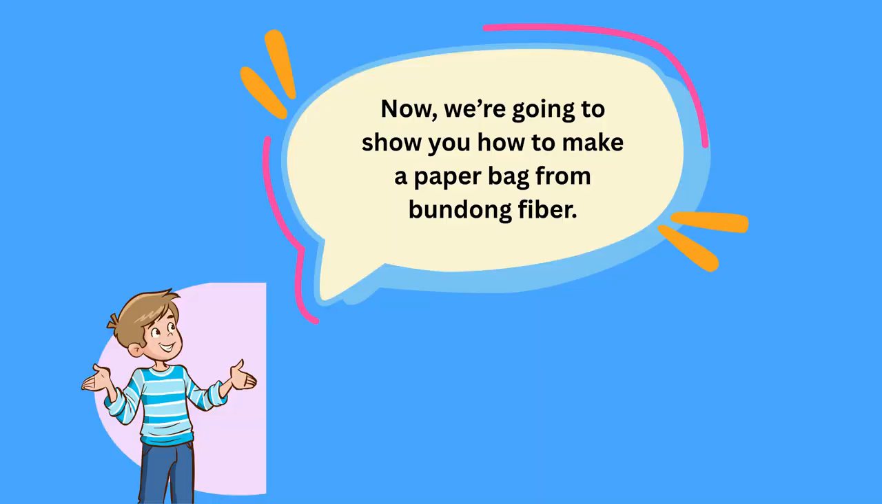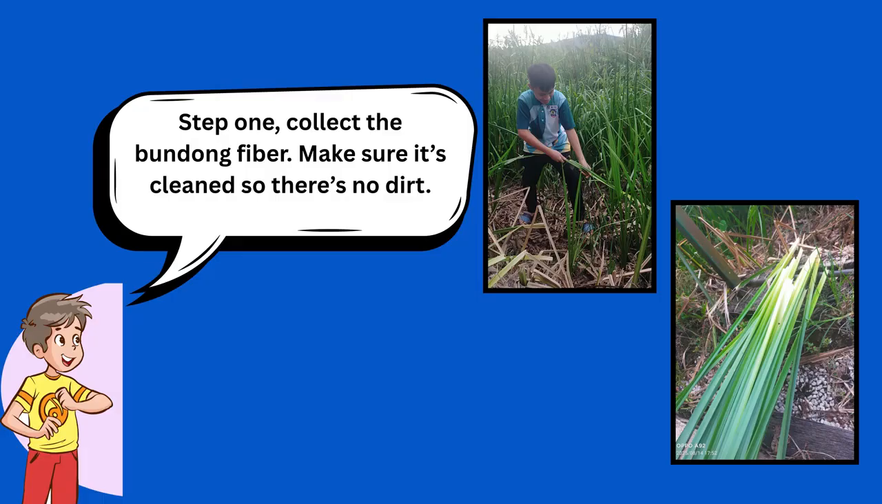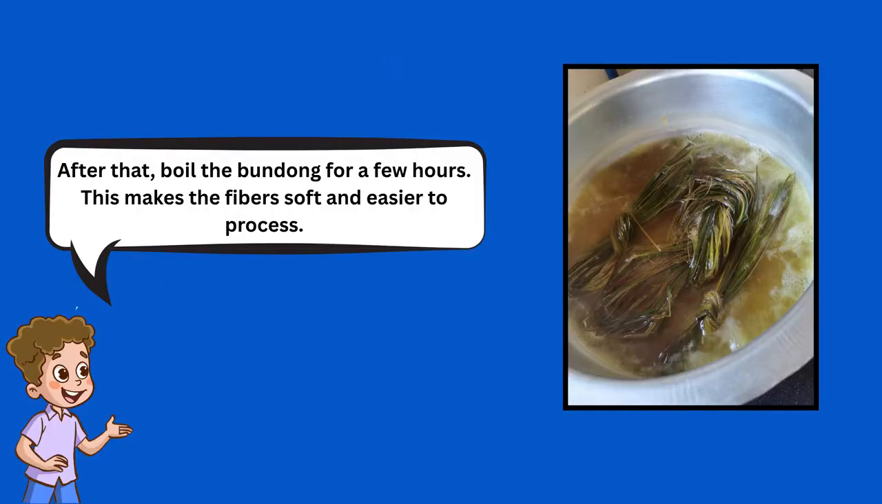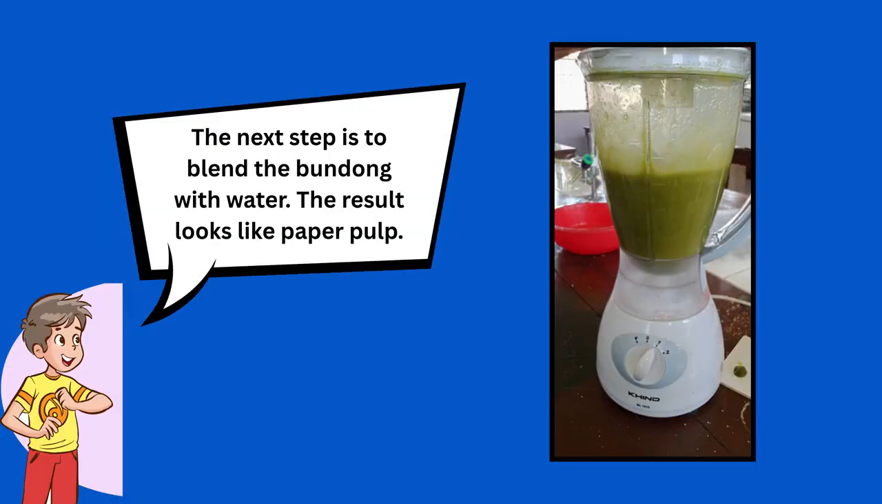Now, we're going to show you how to make a paper bag from bundong fiber. Step 1. Collect the bundong fiber. Make sure it's clean so there's no dirt. Next, soak the bundong in clean water overnight. This helps the fibers break down more easily. After that, boil the bundong for a few hours. This makes the fibers soft and easier to process. The next step is to blend the bundong with water. The result looks like paper pulp.